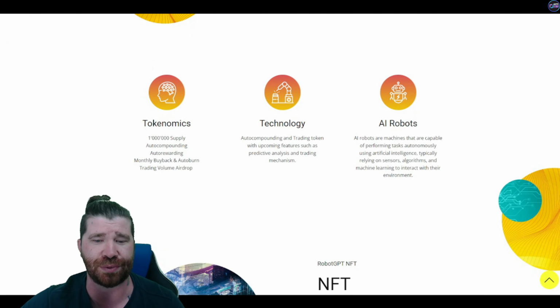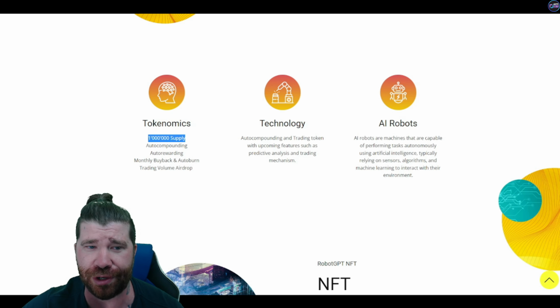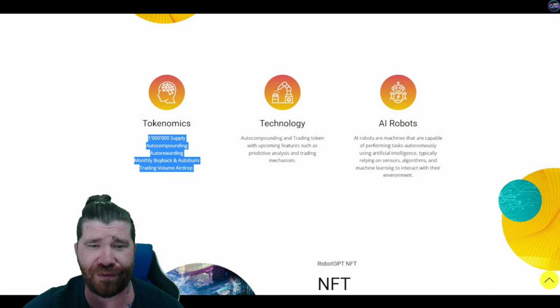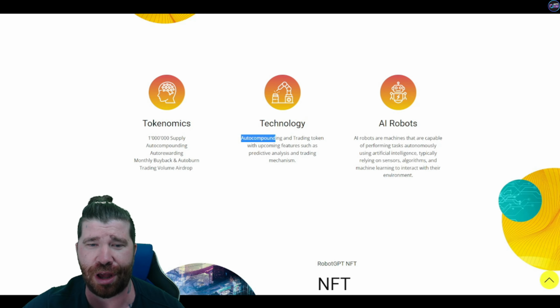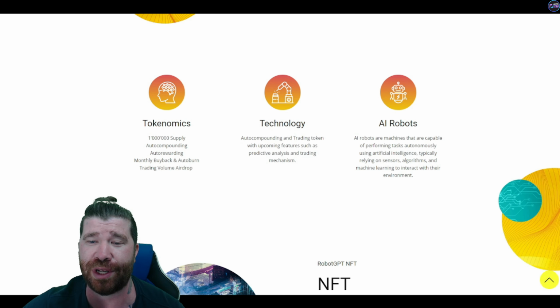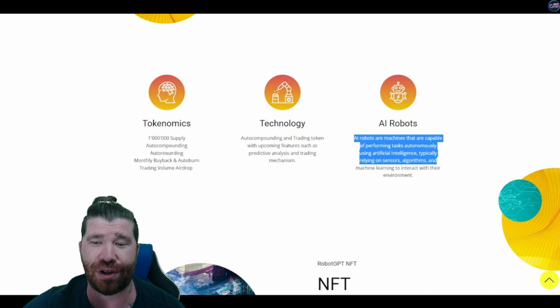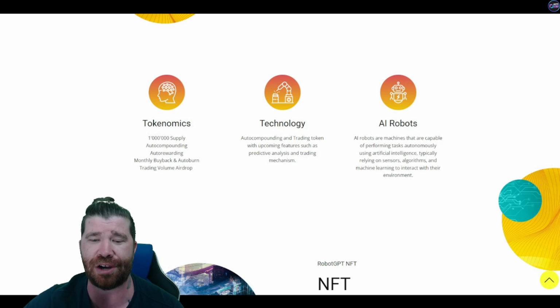Now, if we take a look right here, you guys will see we do have some tokenomics. So the supply, very low, only 1 million. We got auto compounding, auto rewarding, monthly buyback and auto burn, and trading volume airdrop. And we have technology, auto compounding trading token with upcoming features such as predictive analysis and trading mechanisms. And we even have the AI bot, which are machines that are capable of performing tasks autonomously using artificial intelligence, typically relying on sensors, algorithms, and machine learning to interact with their environment.